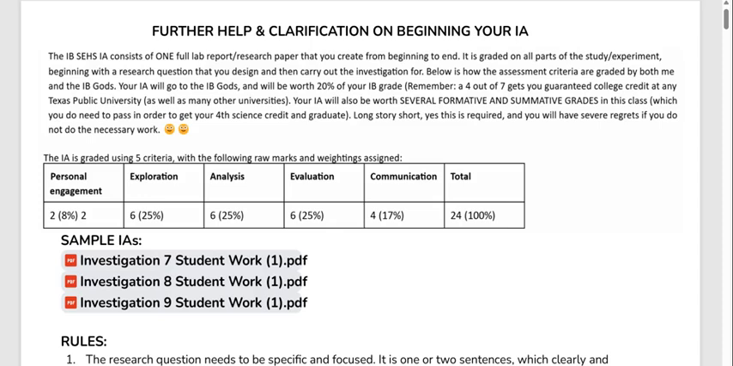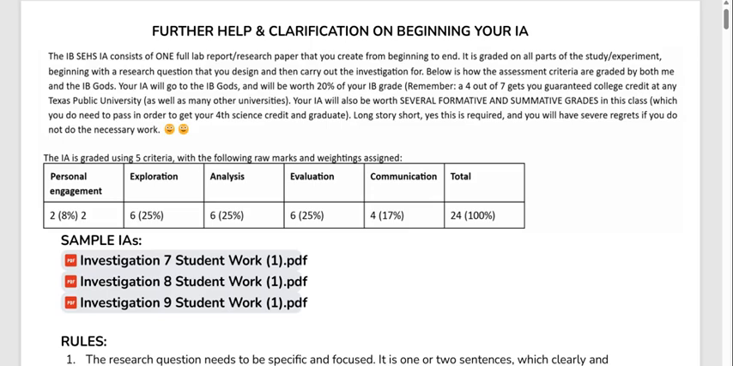The IA is the internal assessment, and for your science class, it's going to take the form of a full lab report or research paper that you're creating from beginning to end. It's graded on all parts of the study or the experiment, whatever you want to call it, beginning with your research question that you design and then carry out the investigation for.